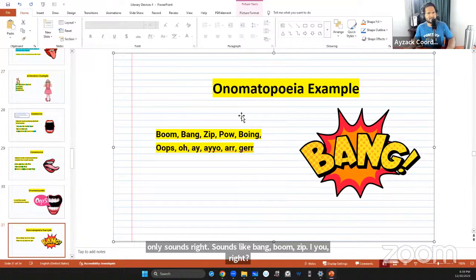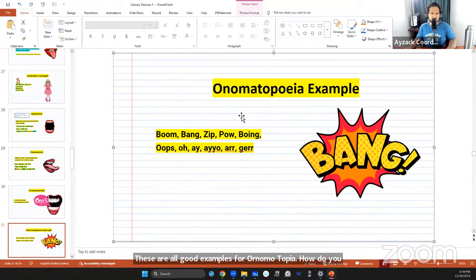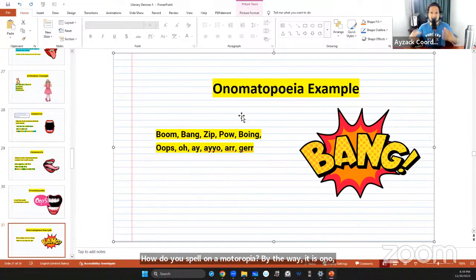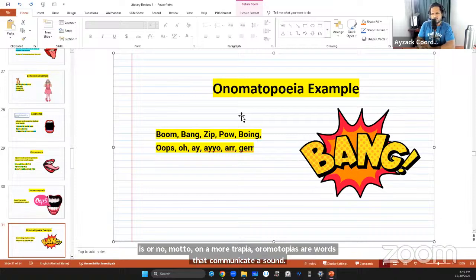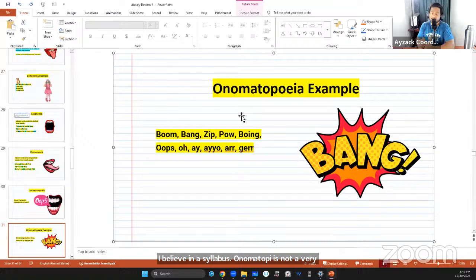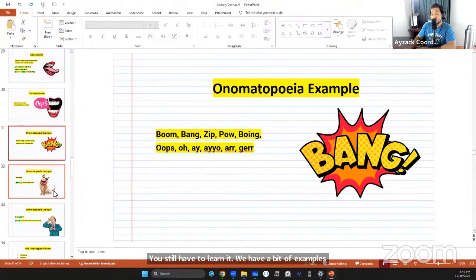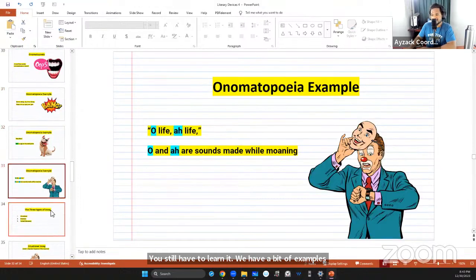How do you spell onomatopoeia, by the way? It is ono, mato, po-e-i-a. Onomatopoeia. Onomatopoeias are words that communicate a sound. I believe in our syllabus, onomatopoeia is not a very prominent technique. Regardless, you still have to learn it. We have a bit of examples for onomatopoeia. And now you guys know what the auditory techniques are.